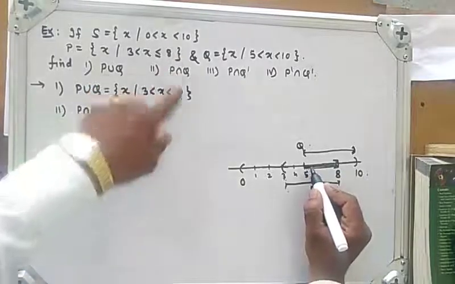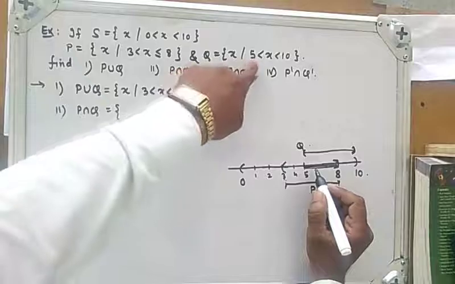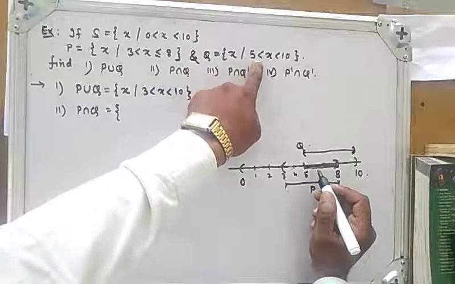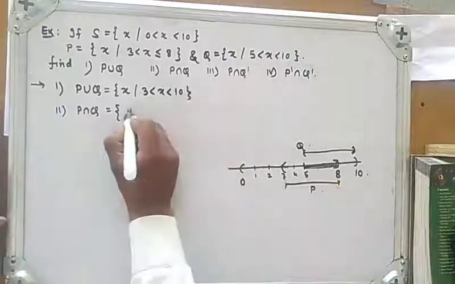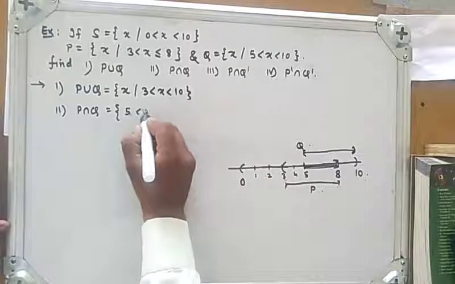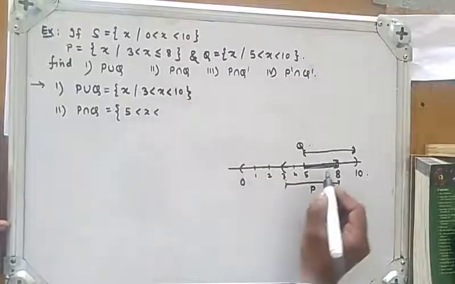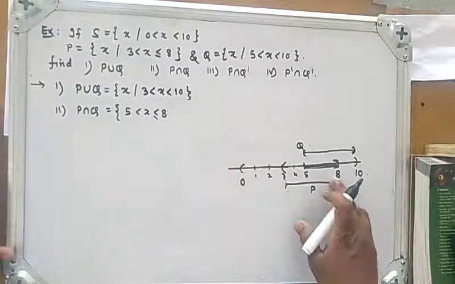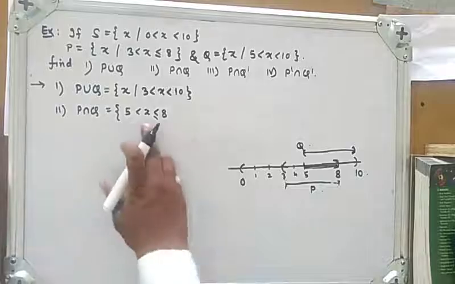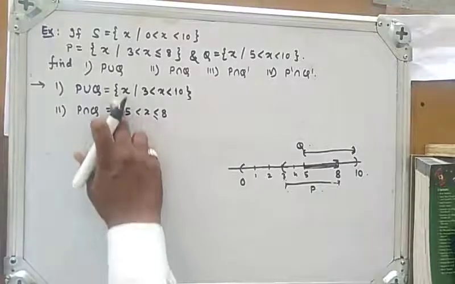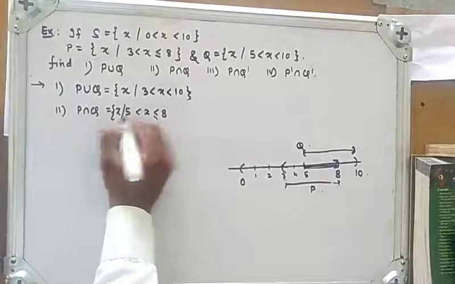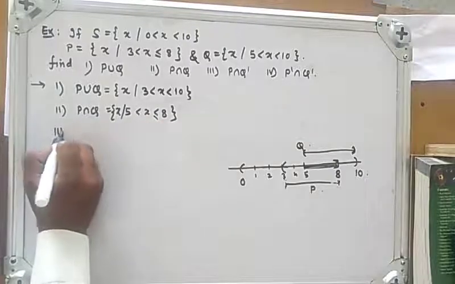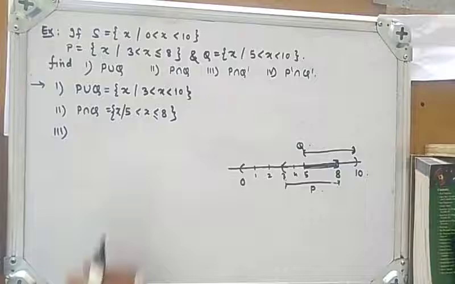Therefore here is 5, strictly less than, as given, right? Therefore in the intersection we will get 5 less than X less than or equal to 8, because that is the common element between these two. So X such that 5 less than X less than or equal to 8. This is the intersection.